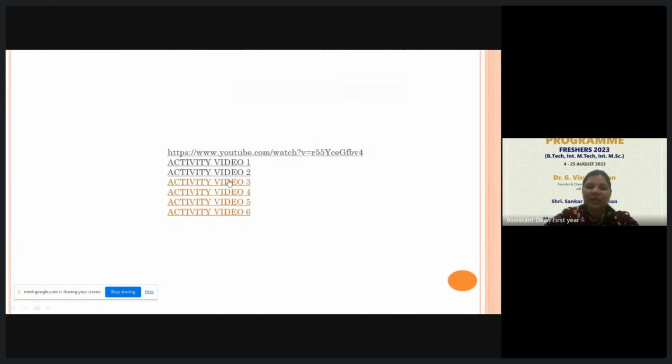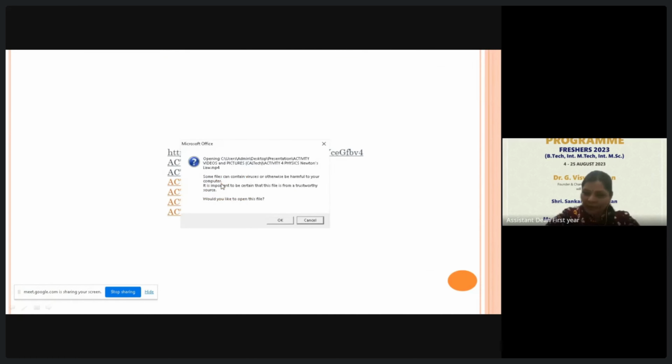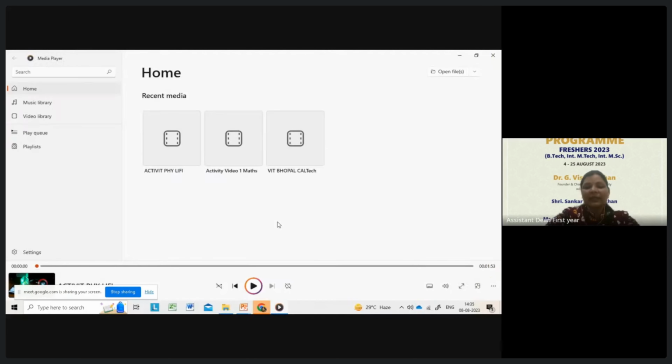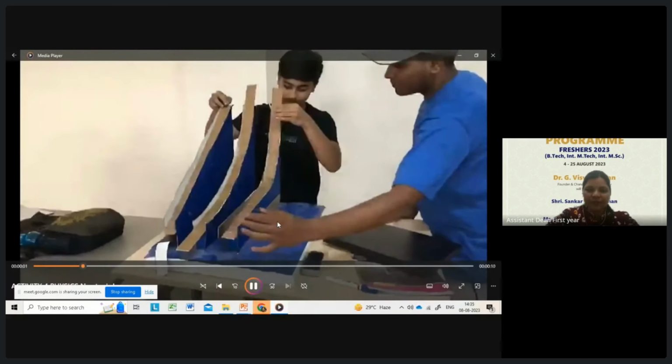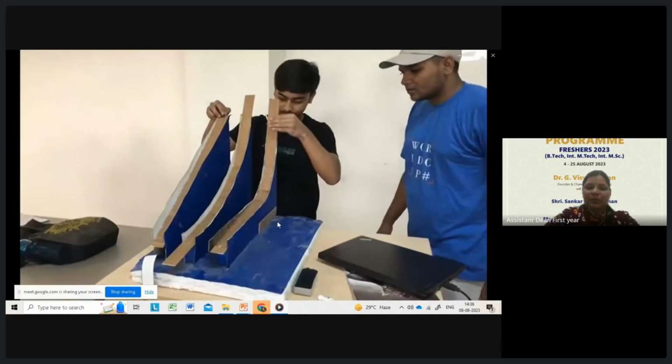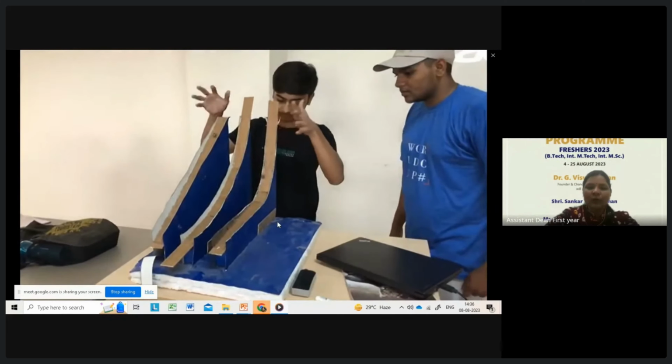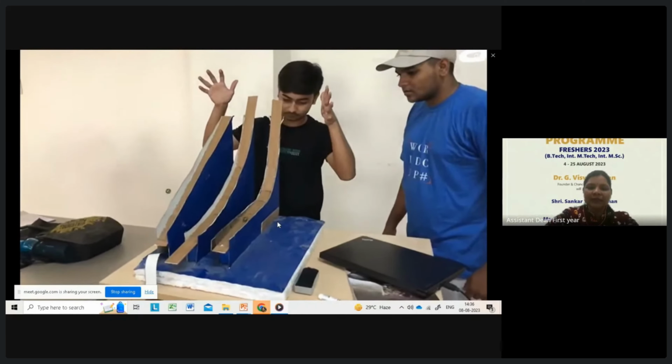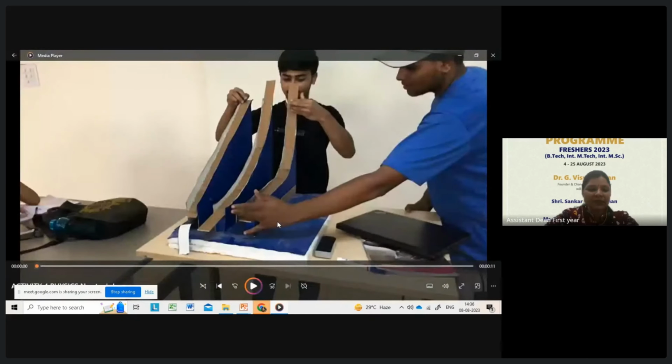So I'm showing some of the activities which we have already done here in the classrooms. This is what we have shown. These are the pebbles. We are dropping them down and calculating the effect on their path, how they rebound, what path they are following.